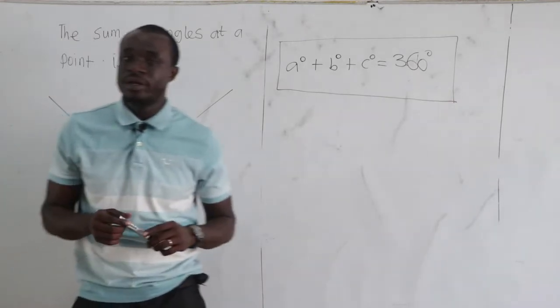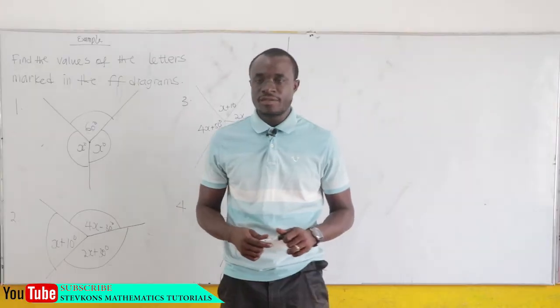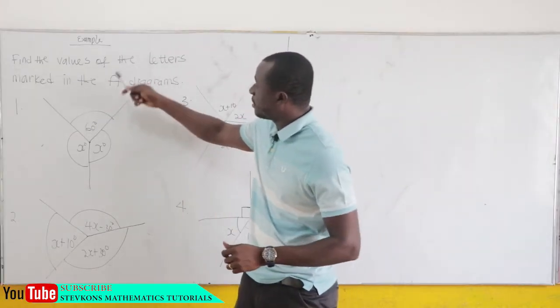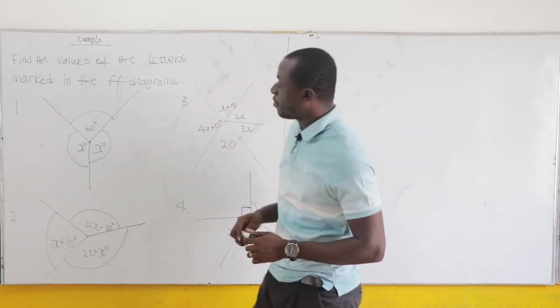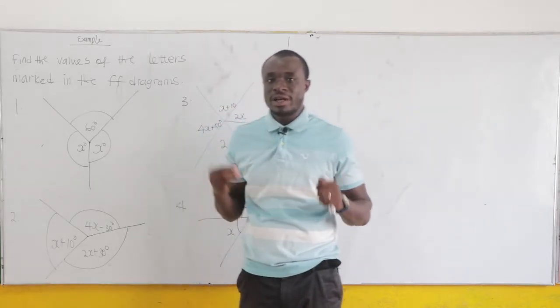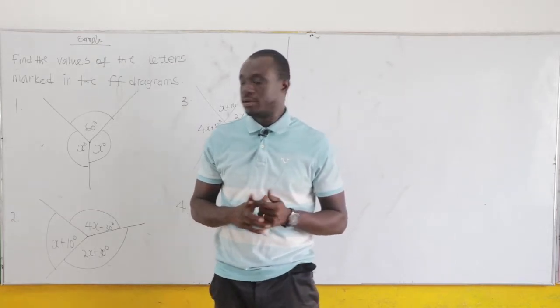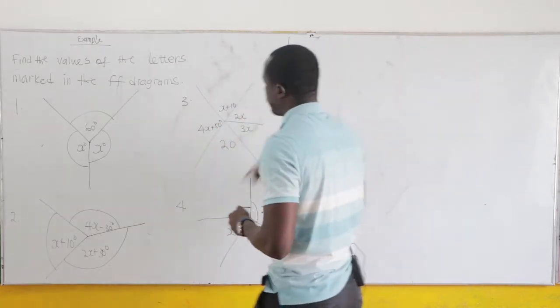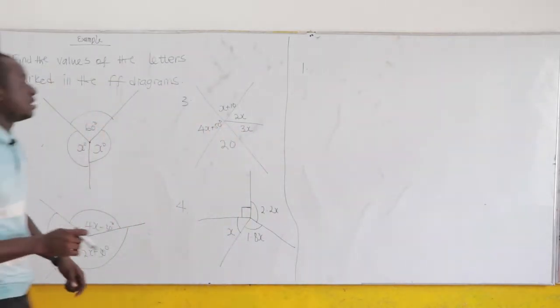Let's consider the following examples for better understanding. Now let's consider the following example. Find the values of the letters marked in the following diagram. So there's a diagram. So which principle are we going to use over here? The sum of angles at a point is equal to 360 degrees. So the first one, what are the angles at the point? That is x degrees, 60 degrees.